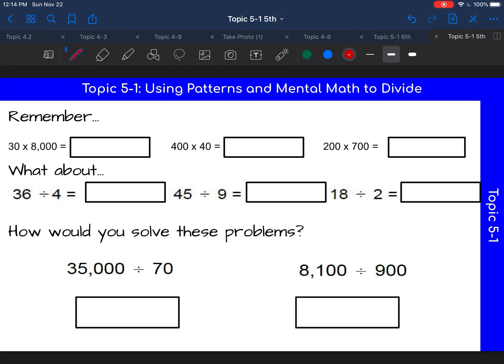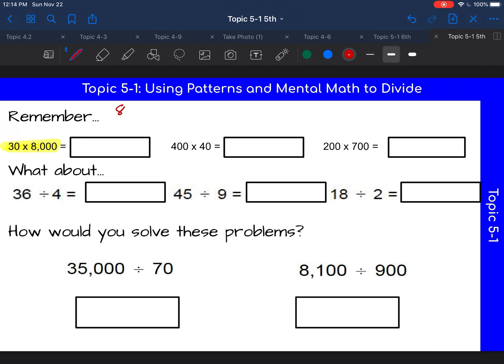So to start this topic, before we even go into division, we're just going to review how to multiply numbers. Not specifically every number, but a lot of numbers that have zeros at the end. Remember, you can just multiply the two numbers that you see and then just tack on those zeros at the end. So for example, if we look at 30 times 8,000, all we want to find is the basic fact or the easy multiplication problem in that.